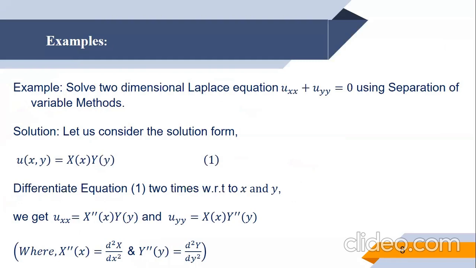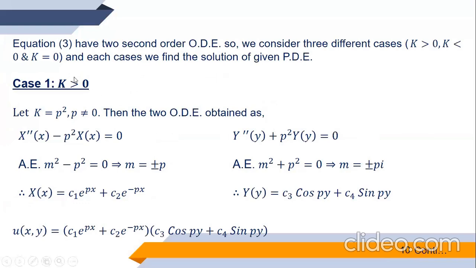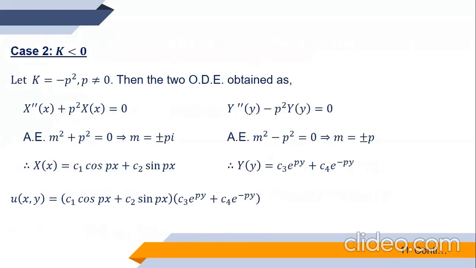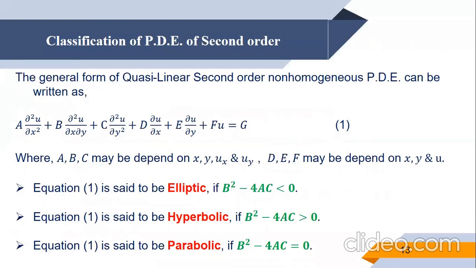So if the differential equation is a second order PDE, then we consider different cases: k greater than 0, k less than 0, and k equal to 0. For each case, we find the solution of the given PDE. So there are three different solution forms of the given PDE.